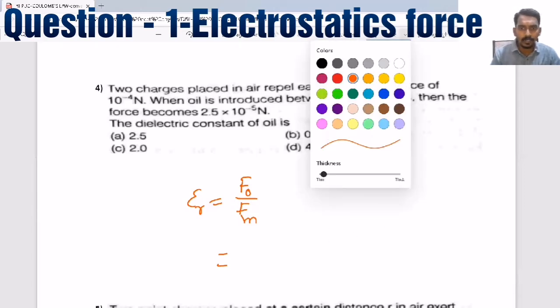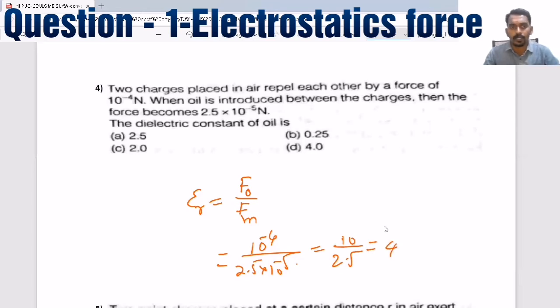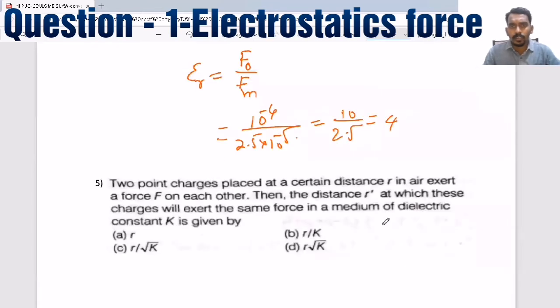See here, force in vacuum is 10 power minus 4 and the force in medium became 2.5 into 10 power minus 5. So if you calculate, if it goes up, 10 power minus 5 will become plus 5. So 10 by 2.5, that means 4 it will become. So simple when you look at topic wise.